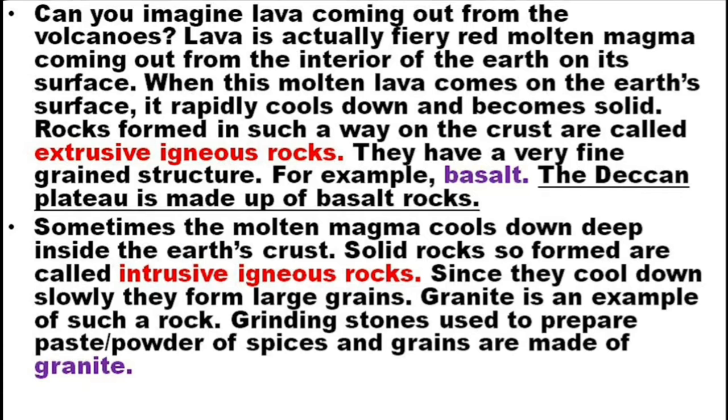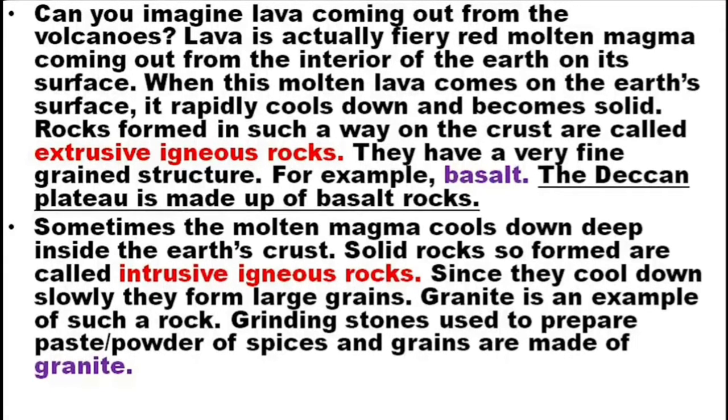They have a very fine grained structure. The example of this type of rock is basalt, and in our geographical features, the Deccan Plateau is made up of basalt rocks. So, basalt rocks are an example of igneous rocks.